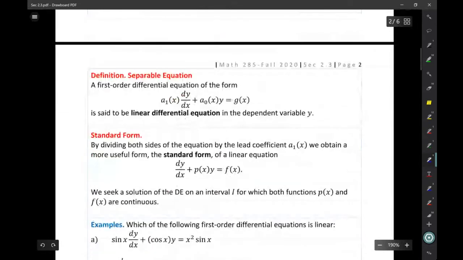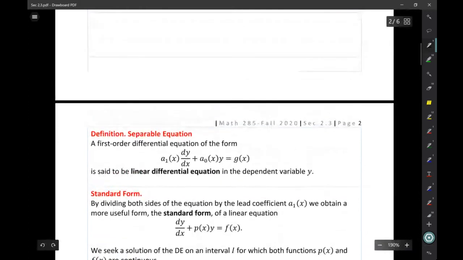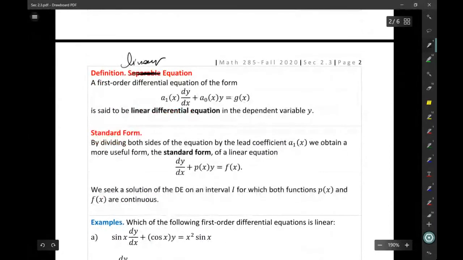Today, we will learn, inshallah, a new type of differential equation called linear differential equation. This is not the separable definition. Sorry, this is a type. We will see what the form of a linear equation is, how we can solve it, and what the standard solution for the linear equation is.